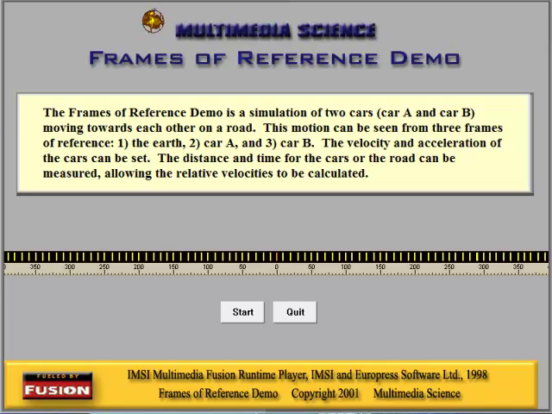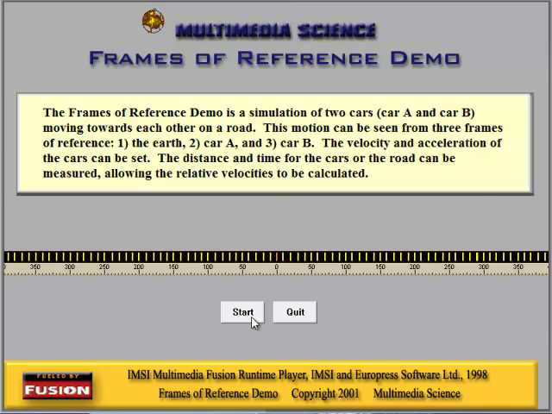This software is a simulation of two cars, A and B, moving towards each other on a road. This motion can be seen simultaneously from three frames of reference: 1, the Earth, 2, car A, and 3, car B. The velocity and acceleration of the cars can be set. The distance and time for the cars or the road can be measured, allowing the relative velocities to be calculated.